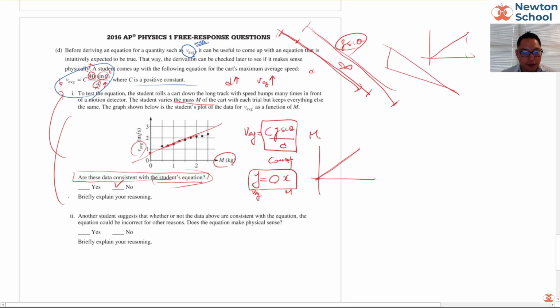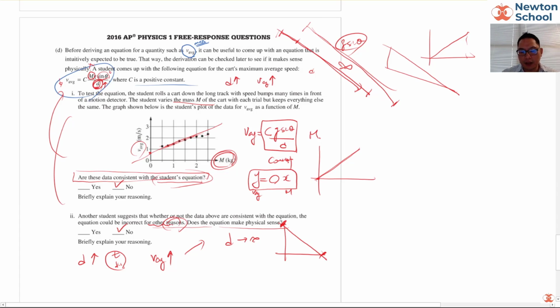Another student suggests that whether or not the data above are consistent with the equation, it is incorrect for other reasons. Does the equation make sense? So other reasons means not mass, so what's the other reason? I think I already mentioned that. One is D, right? So the answer is no, because if D gets large, you get more time and more distance to accelerate, so V average should go up.